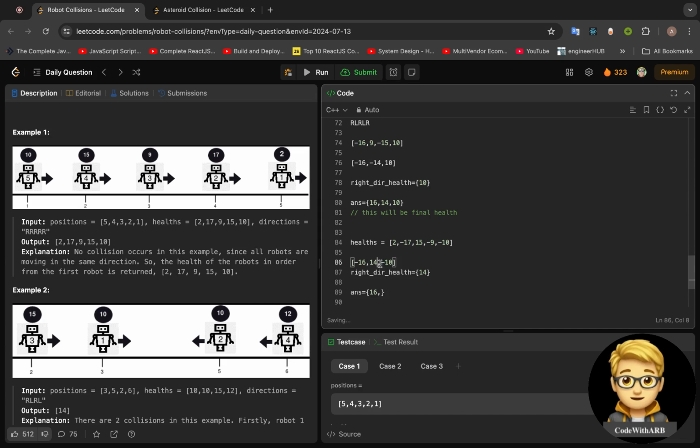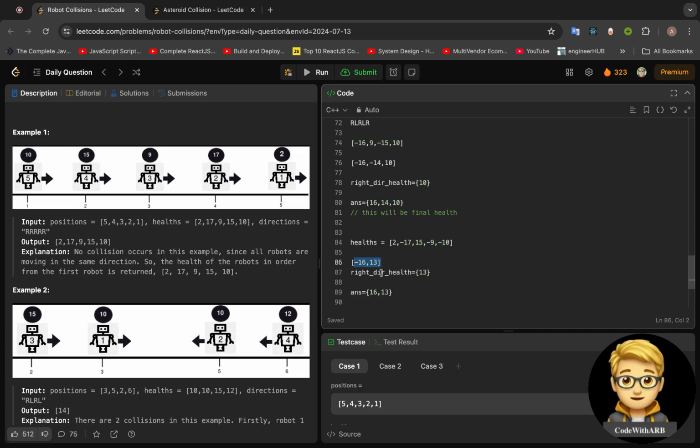Now 14 is still in my right direction health. Now we have moved to minus 10. This 10 is in the left direction, so this will definitely collide with the right direction. So 10 and 14 will again collide. 10 is less, so it will be removed, and this 14 will change to 13. Now if you see, this 16 is already stored in my answer, and we are left with 13 in my right direction health. So this right direction health with 13 is left only. This will definitely be in my answer, because both are going in left and right directions.